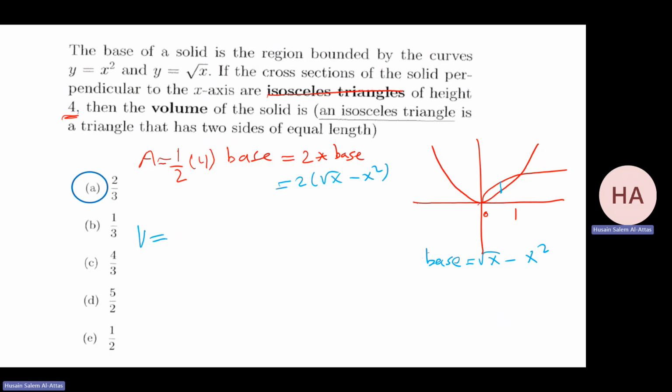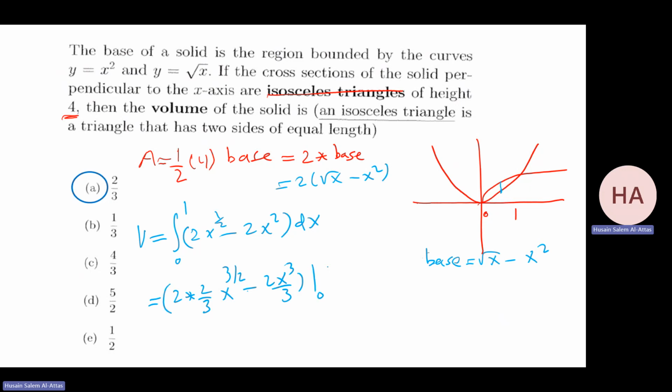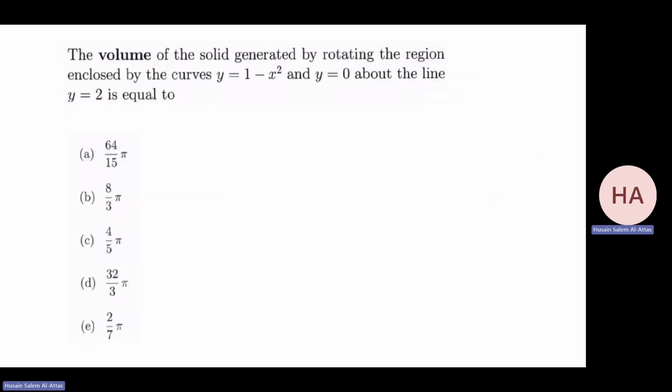So the volume will be from 0 to 1 of 2x to the power half minus 2x squared dx. And that will be what? Add 1: 2 times 2 over 3, x to the power 3 over 2, minus 2x cubed over 3, from 0 to 1. That will be 4 over 3 minus 2 over 3 minus 0, and that is 2 over 3, which is this one.